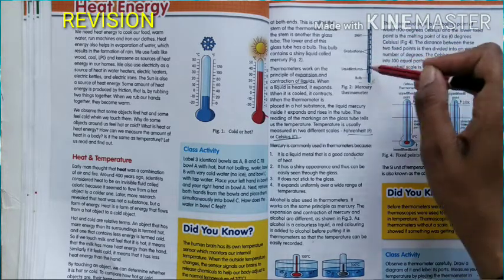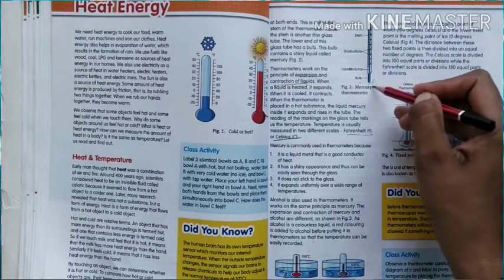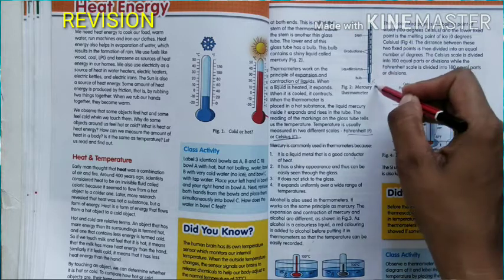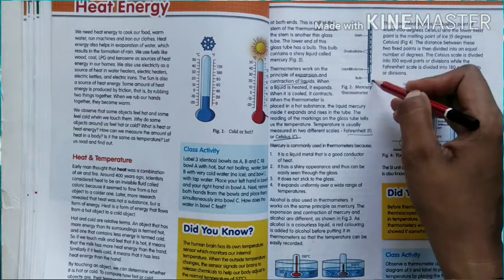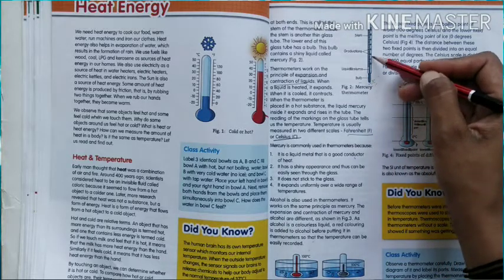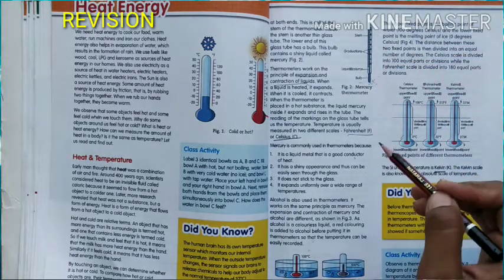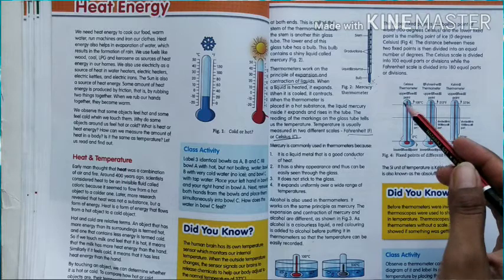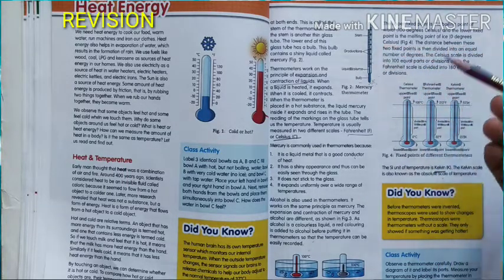Inside the stem is another thin glass tube. The lower end of this glass tube has a bulb. In this bulb, there is a shiny liquid called mercury. And these are the graduations, the numbers you can see. A thermometer works on the principle of expansion and contraction of liquid. When a liquid is heated, it expands, and when it is cooled, it contracts.